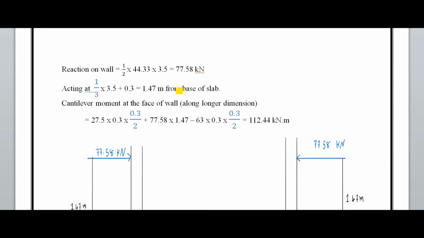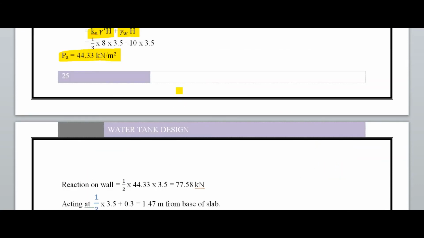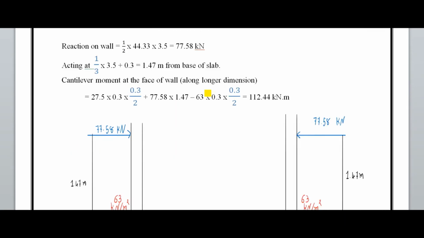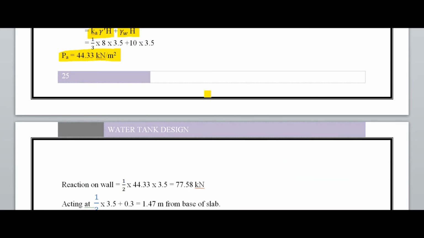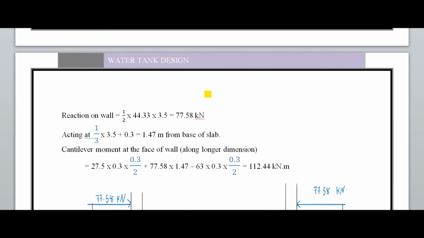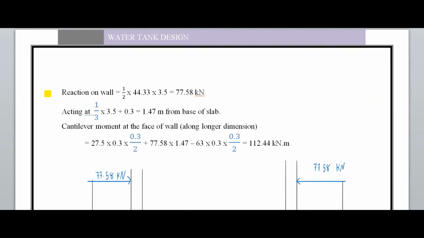Now we have to calculate the reaction on the wall. We are going to calculate this on the whiteboard. Now students, here is the pressure P_a, 44.33 kN per meter square, which we calculated. By this earth pressure, we have the reaction on the wall, which is 1/2 into 44.33 into 3.5. It is a triangle portion, so the reaction on the wall is 77.58, acting at 1/3 of the height.